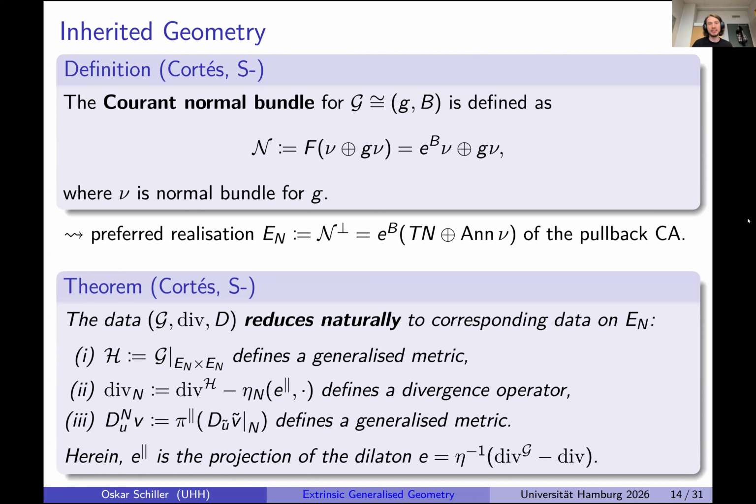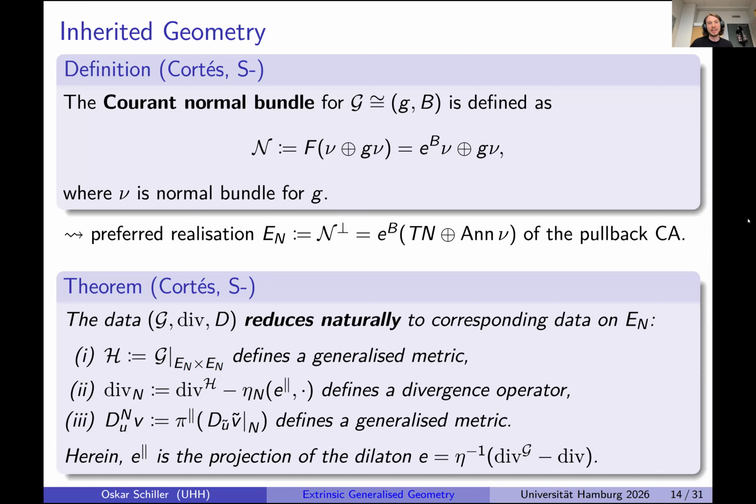Okay, and this Courant normal bundle is just given by applying this automorphism to this construction, nu plus G nu, where nu is the normal bundle for the metric G. So for those who are more familiar with generalized geometry, you have, of course, to make use of a splitting in order to include this construction, normal bundle plus annihilator of the normal bundle, which in this case you can write as G nu, into the exact Courant algebroid with which you are working, which is why the F appears in that equation.